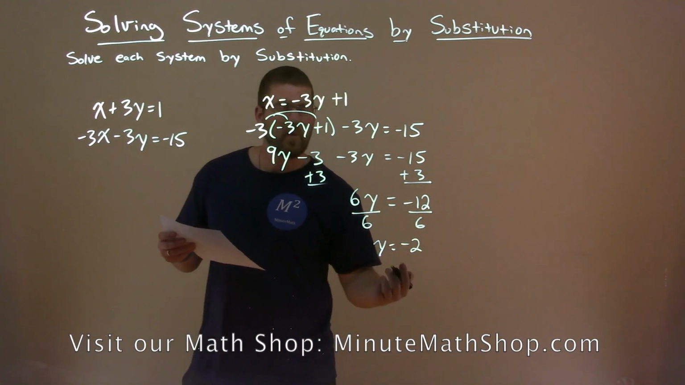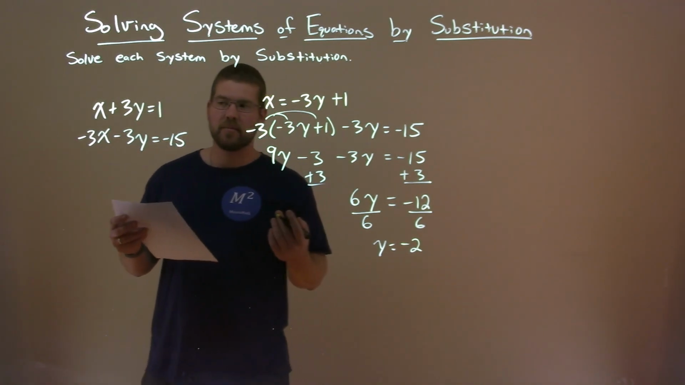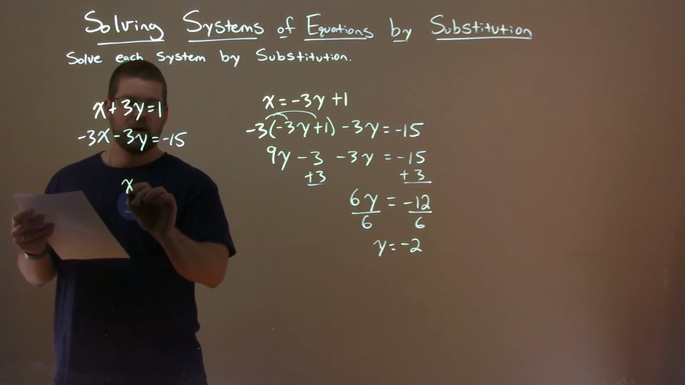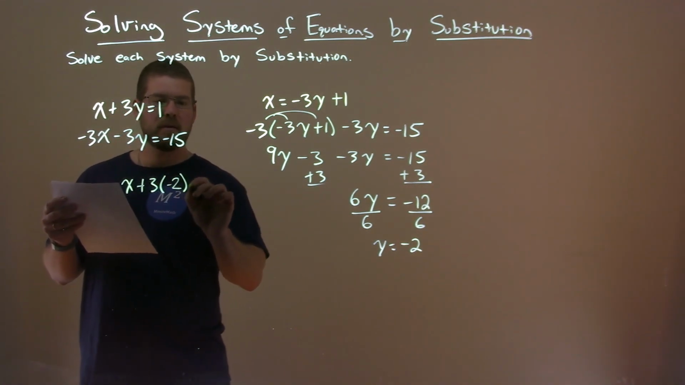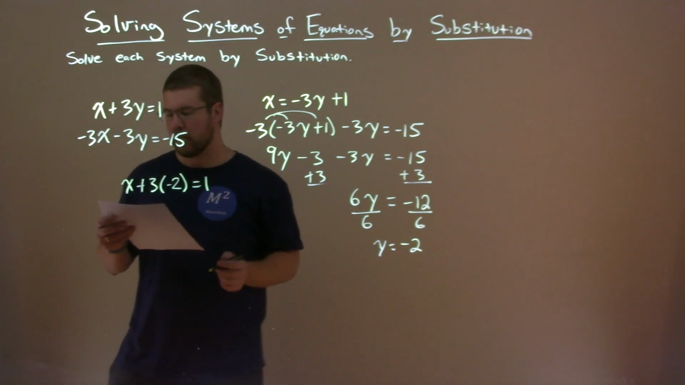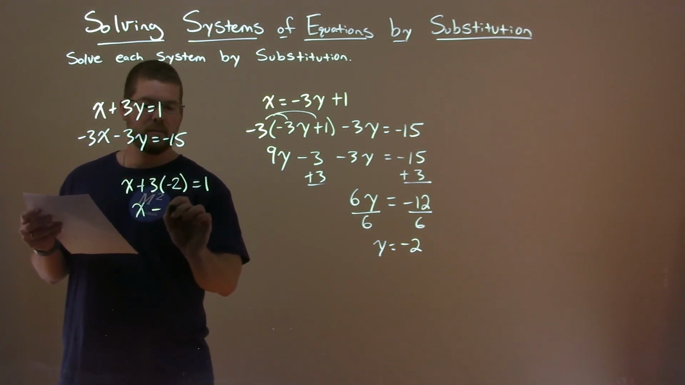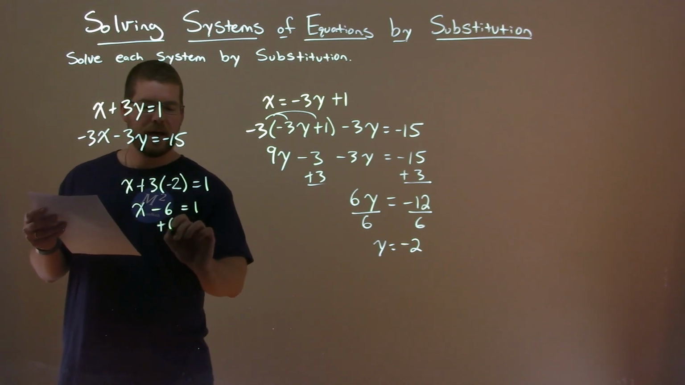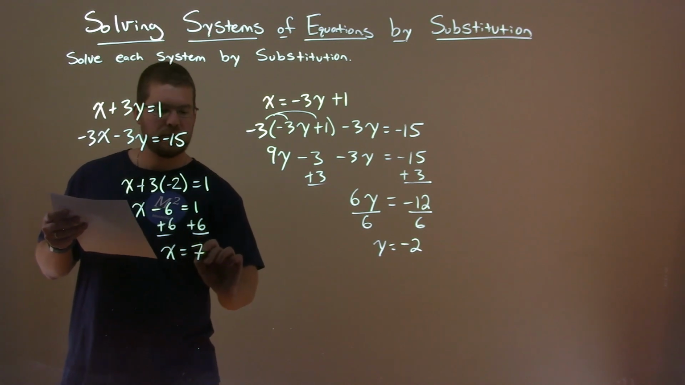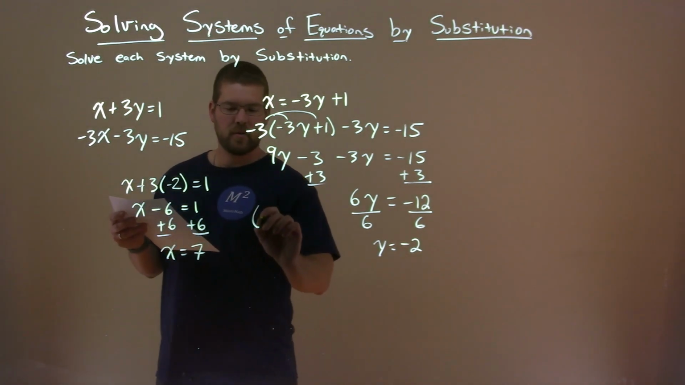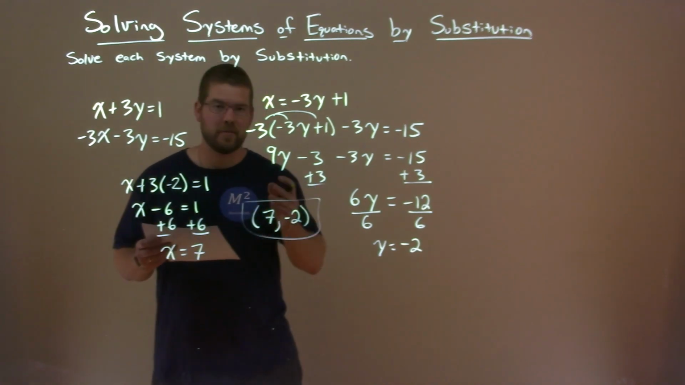From here, we want to take that information and plug it into one of our first two equations and solve for x. I think the first one's easier. So x plus 3, and instead of y, put a minus 2 in, equals 1. From there, I'm solving for x. x plus, well, 3 times a negative 2 is a minus 6, equals 1. Add 6 to both sides, and we're left with x equals a positive 7. So writing this as a coordinate point, it's (7, negative 2), and that is our final answer.